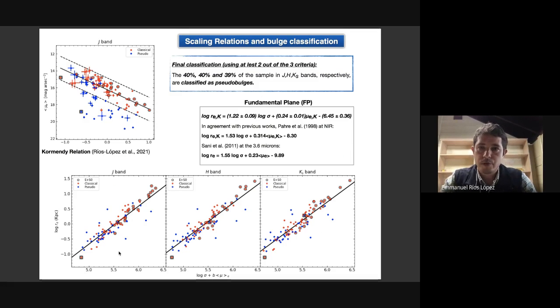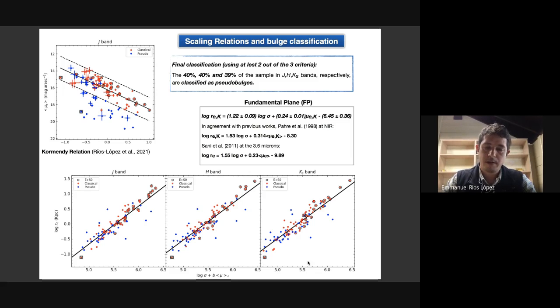Okay, here I show you some of the results. In the top plot is the Cordoba relation that we constructed with our data using this TUMA data. The blue dots are for pseudobulges and the red ones for classical bulges. Using the three criteria to get the final classification, the target should satisfy at least 2 out of the 3 criteria that I mentioned above. About 40% of the sample is classified as pseudobulge. In this Cordoba relation, we see that most of the pseudobulges are outliers of the relation.